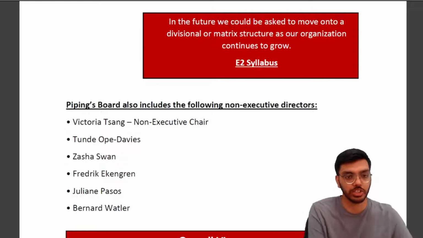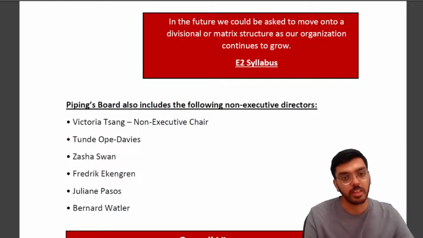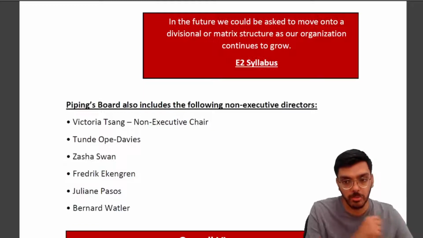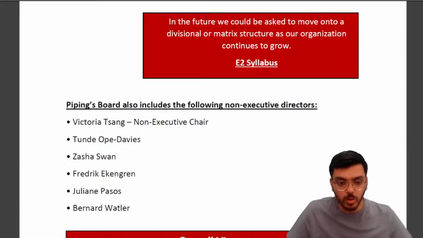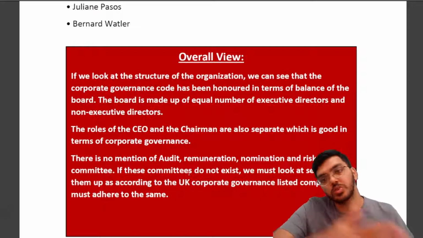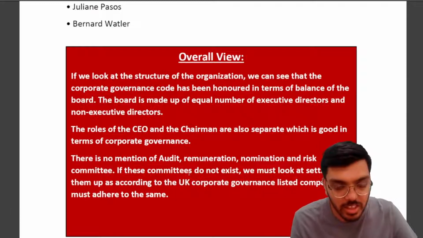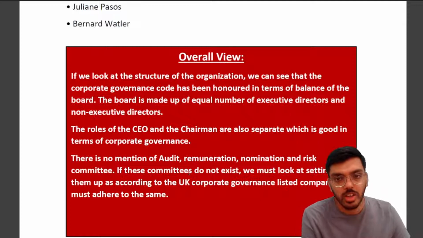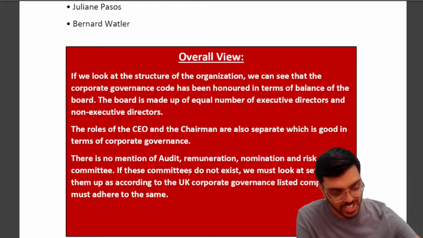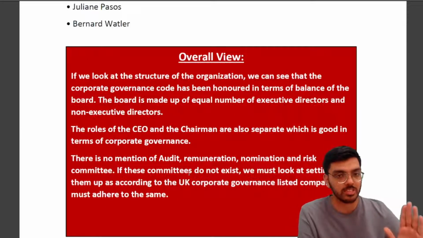Another important point here is that they tell us that Piping's board also has non-executive directors, and they have listed 5 non-executive directors with a non-executive chairman as well. Now, why would they give me this information? If we look at the structure of the organization, we can see that the corporate governance code has been honored in terms of balance of the board. Equal number of executives and non-executive directors.